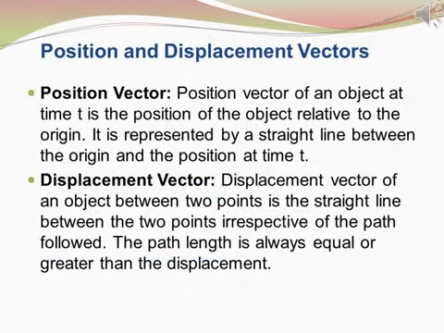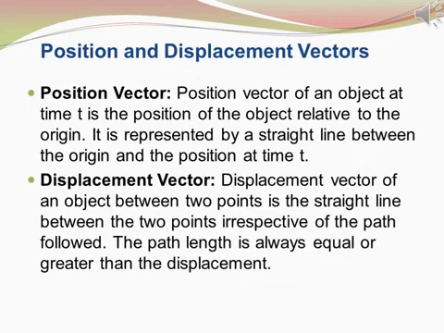From the earlier mentioned points, now you are able to define the position and displacement vectors. What are position and displacement vectors? First one, the position vector. Position vector of an object at a time t is the position of the object relative to the origin. It is represented by a straight line between the origin and the position at time t.